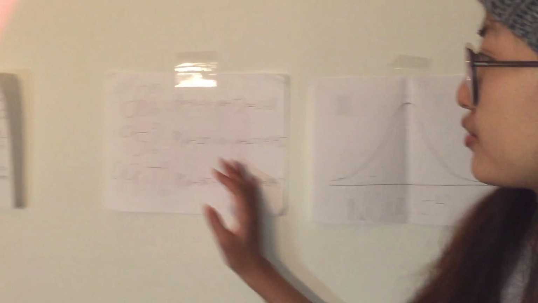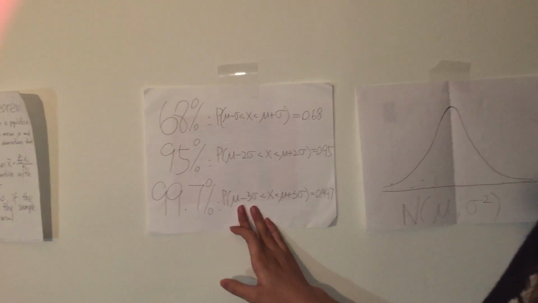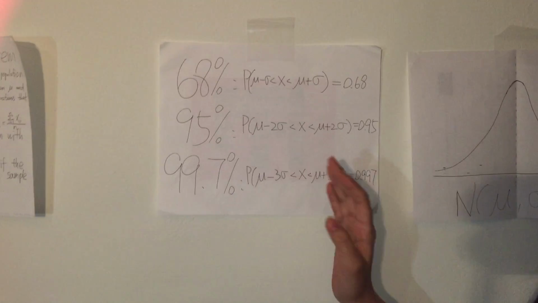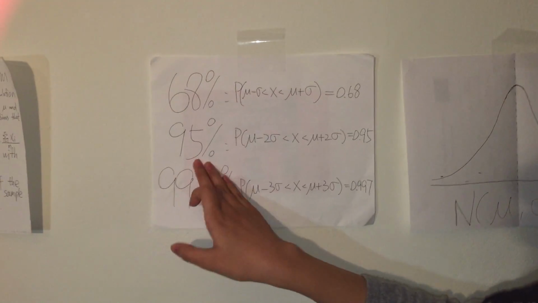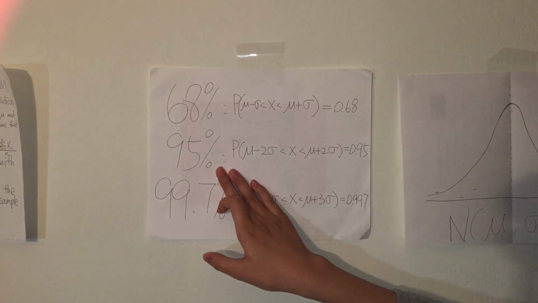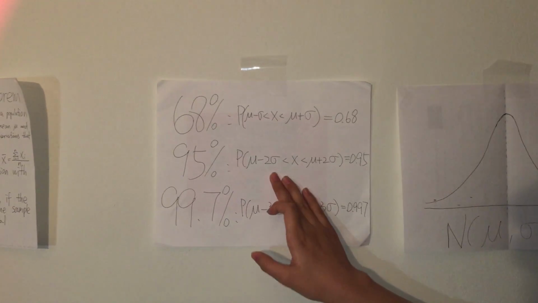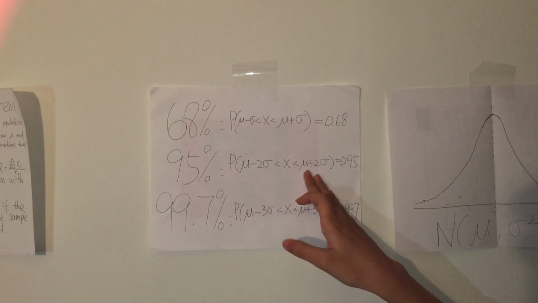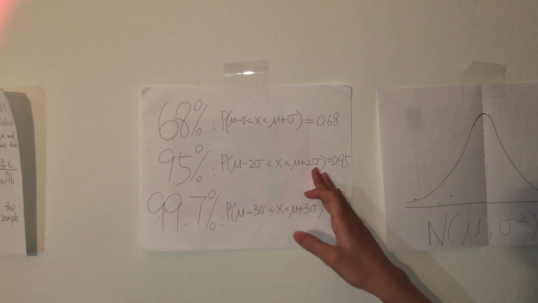So here are the three most commonly used confidence intervals. For example, we can say we are 95% confident that the population will fall in the range from the mean minus 2 standard deviations to the mean plus 2 standard deviations.